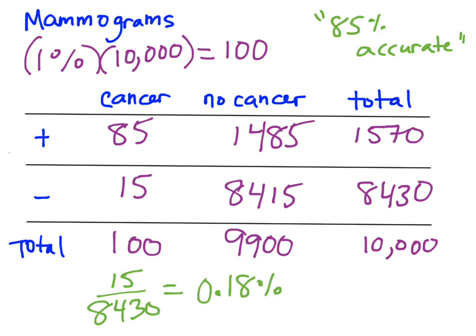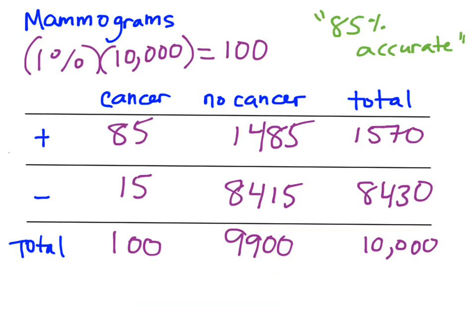All right, so when you get a mammogram result like this, it's not that there's a 15% chance that it's wrong. It would be more accurate to say that there's only a 0.2% chance that you do have cancer when the test says you don't.